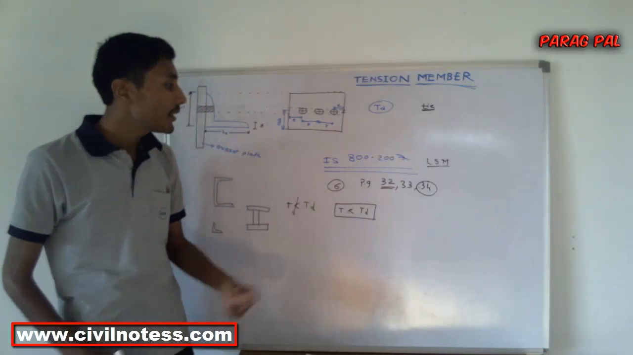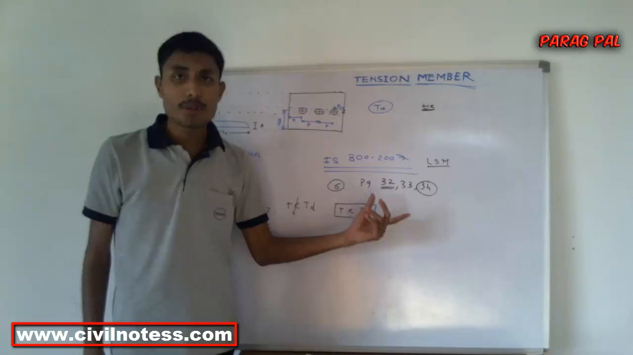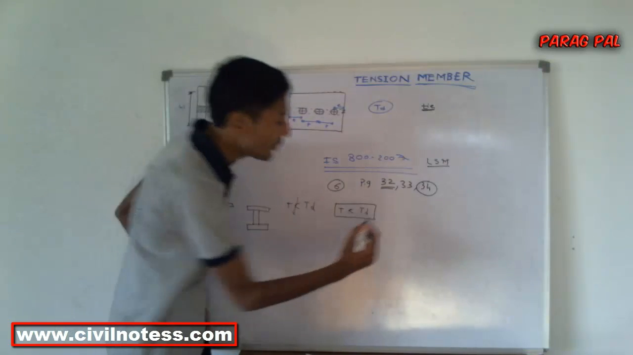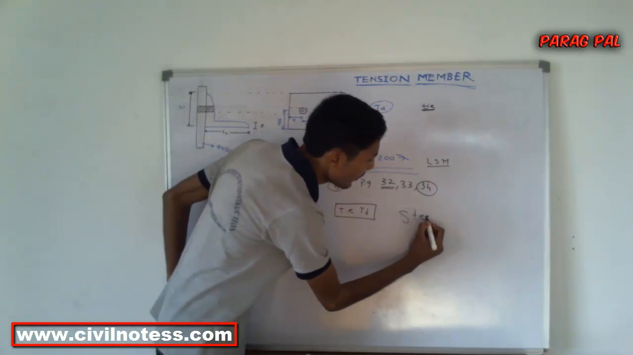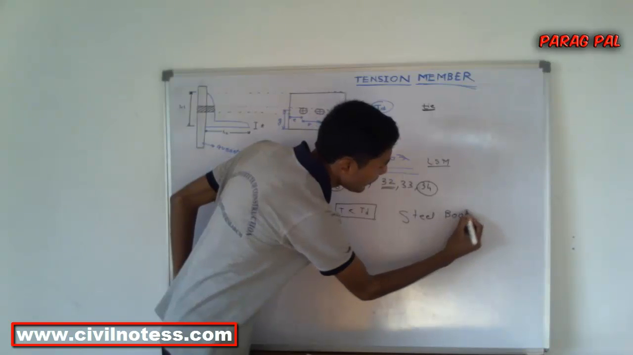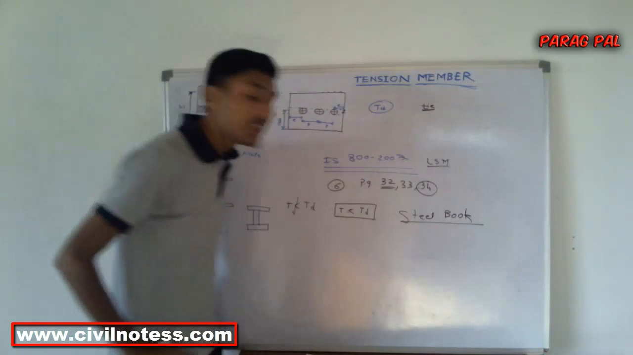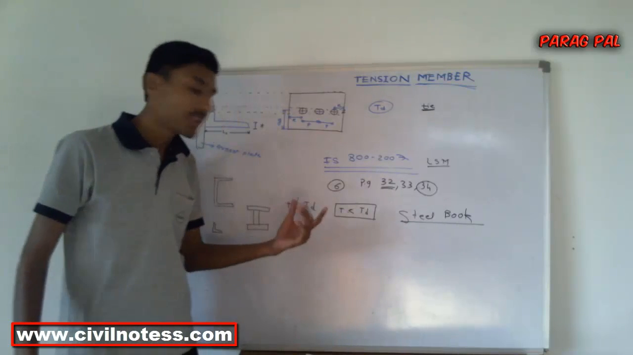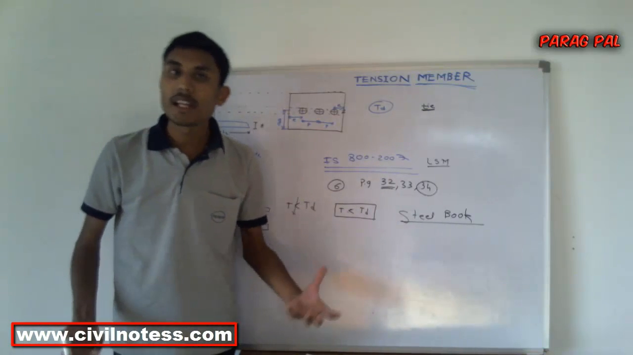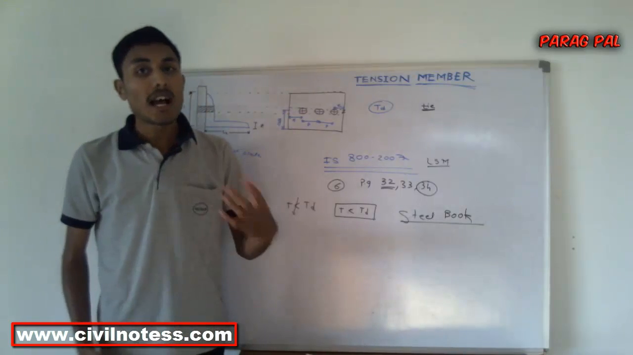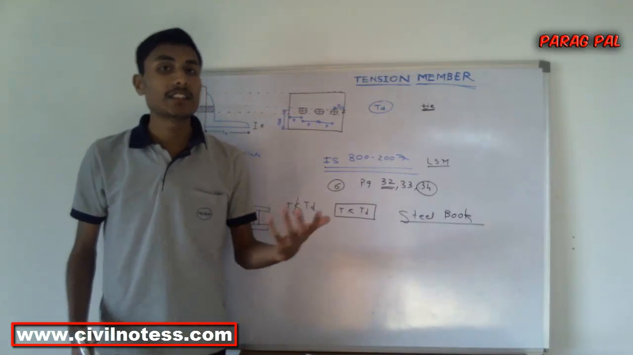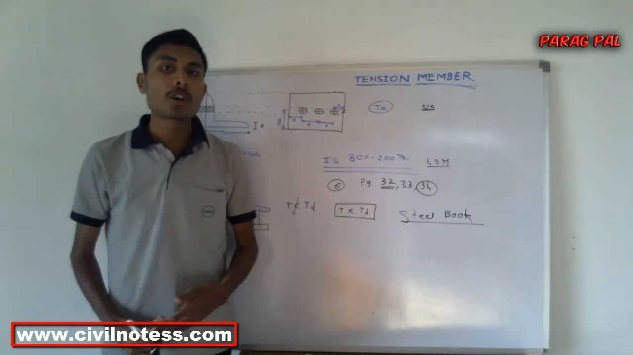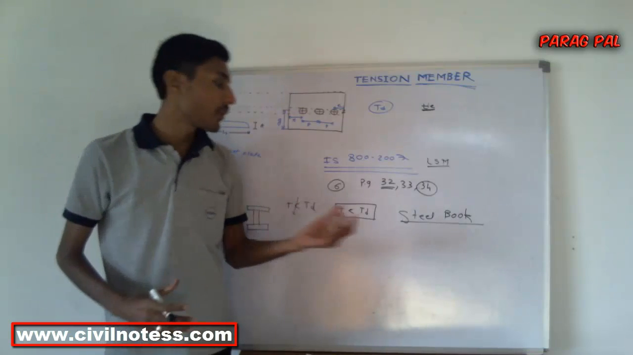With this you also need the steel book. With the help of the steel book you can take all the values of a particular section. You can determine the thickness of any kind of section. You can take Ixx, Iyy, Cxx, Cyy, Rxx, Ryy; these things you can take only from the steel book.